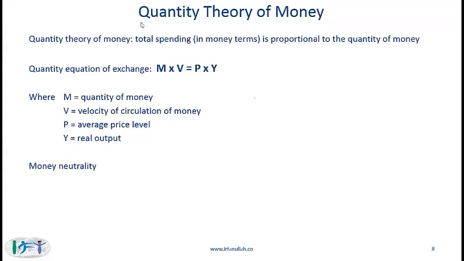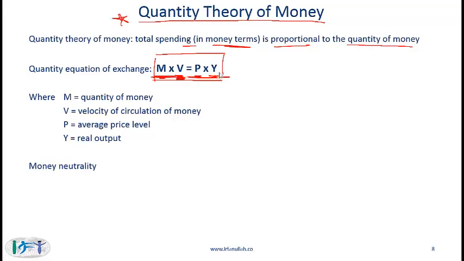We now come to the quantity theory of money, and this is quite important from a testability perspective. This theory asserts that the total spending in money terms is proportional to the quantity of money. And here is the equation which you need to remember, and we've seen this in an earlier reading also. The quantity of money multiplied by velocity is equal to price level into real output. The velocity of money stands for how often money changes hands in a given period.